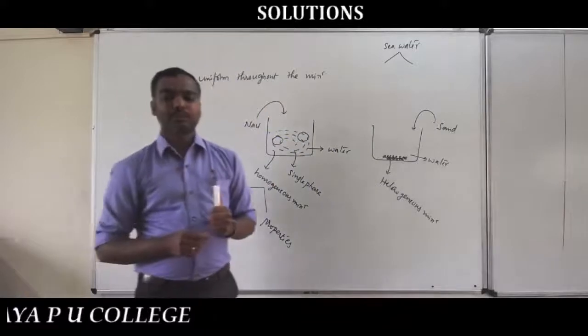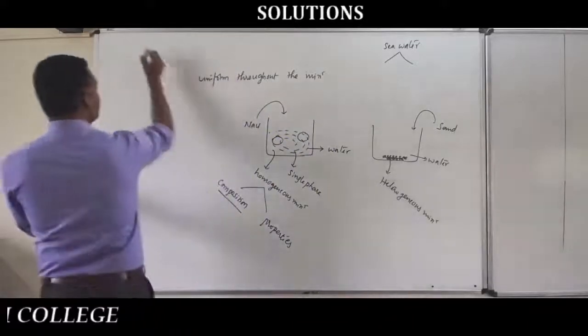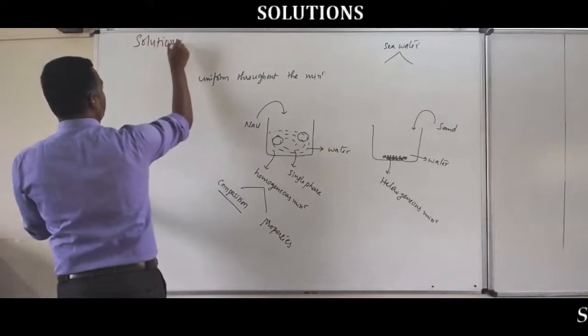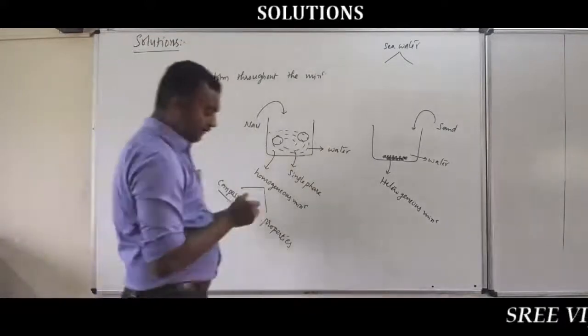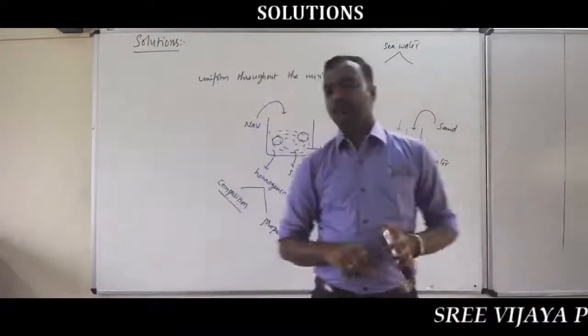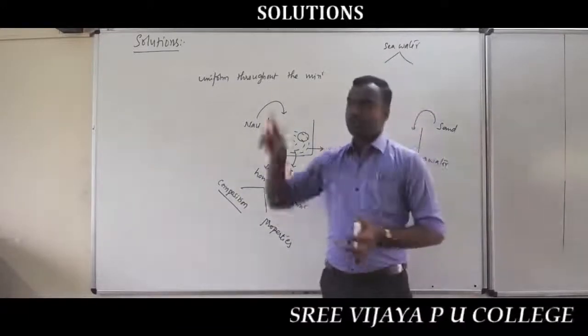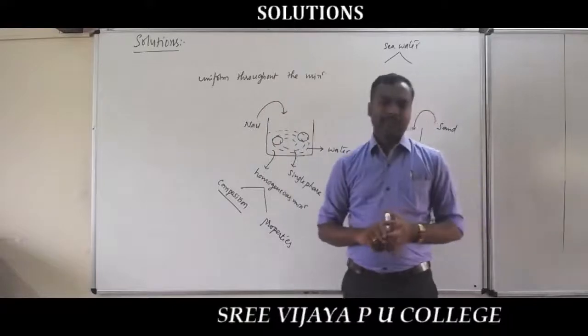that type of homogeneous mixture consisting of two or more components is called a solution. That is your chapter, very important for second PUC, especially for competitive as well as theory examination. That is solutions. So that's one of the important second PUC second chapter topics.